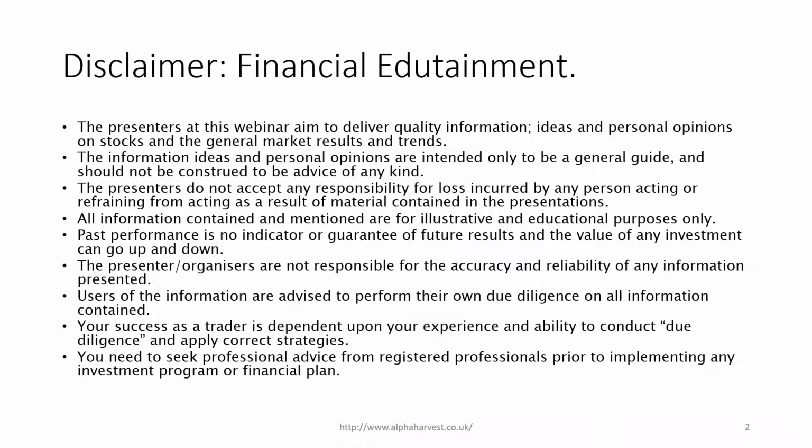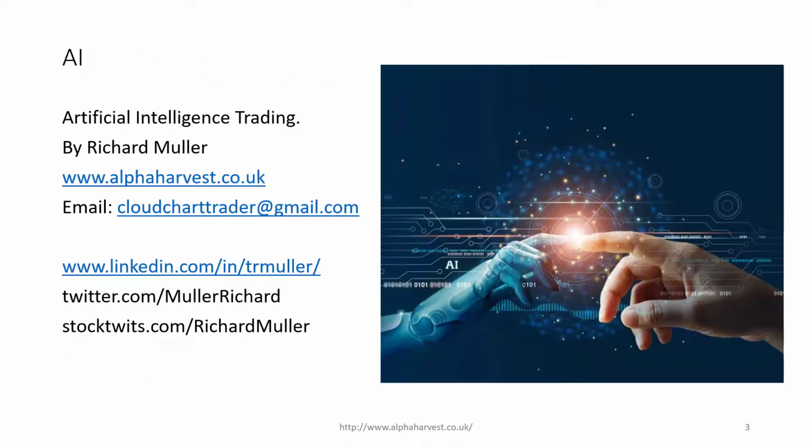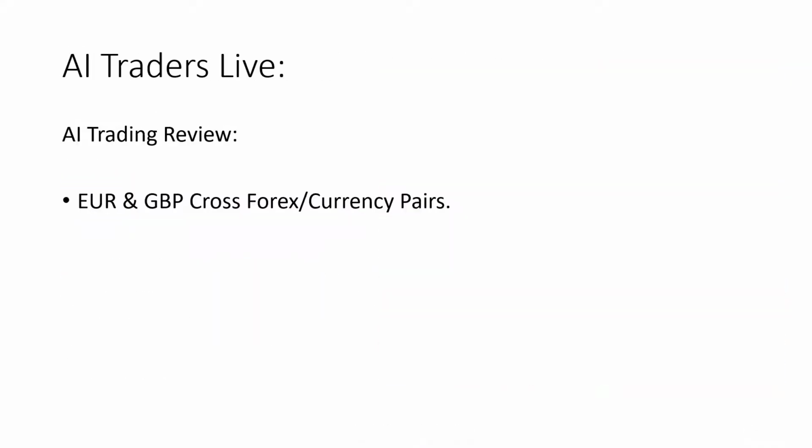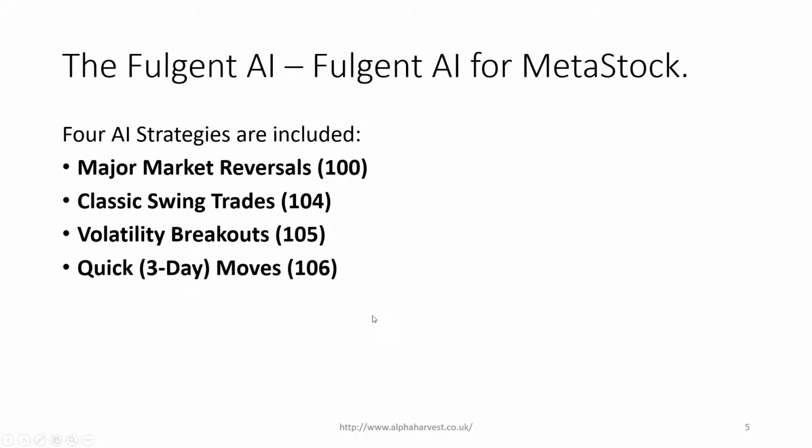As a brief disclaimer, I'm Richard Miller and I'll be presenting today's AI Traders Live show. We'll be focusing on the Euro GBP cross rates Forex currency pairs from a 4-hour trading perspective. We're going to look at 4-hour charts and apply the artificial intelligence trading rules to 4 hours. We've got 4 different AI trading strategies that cater for different time frames, whether you're a swing trader, short-term intraday trader or a position trader. All 4 of these AI strategies will cater for your trading needs.